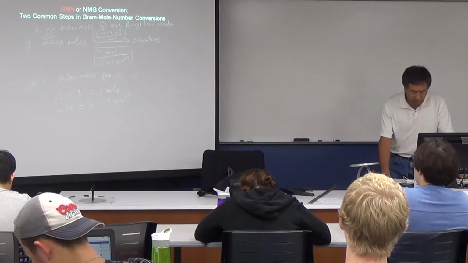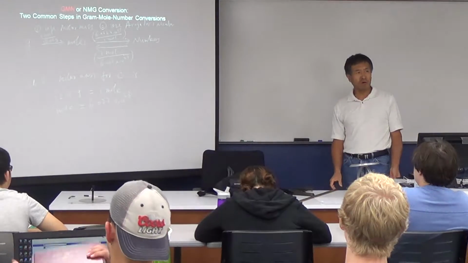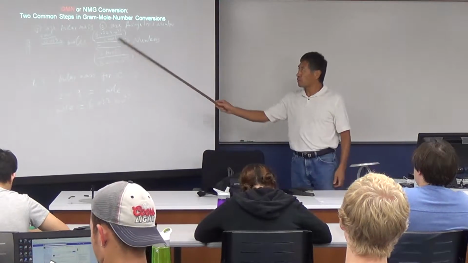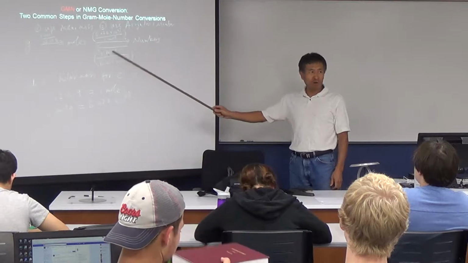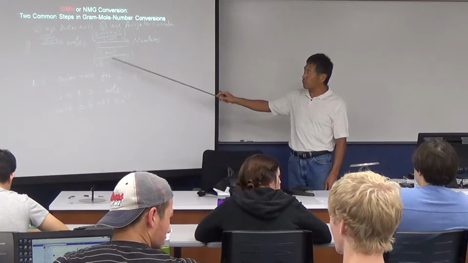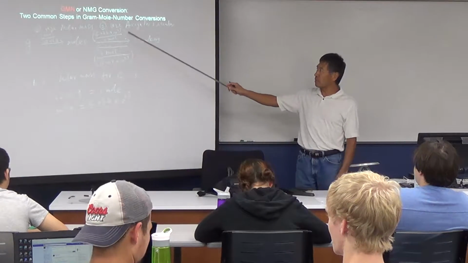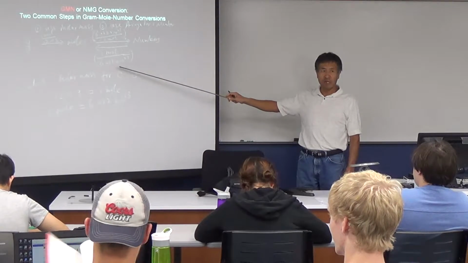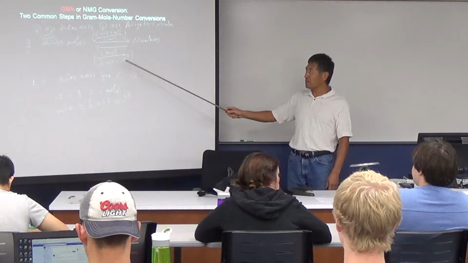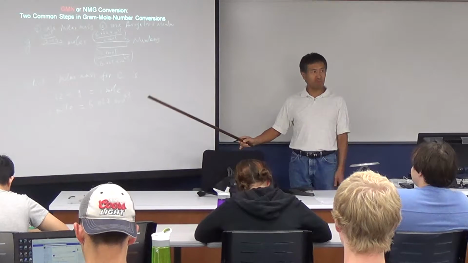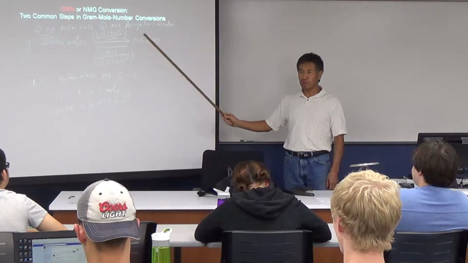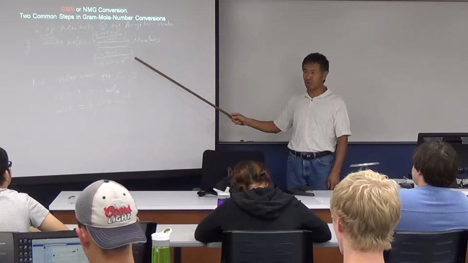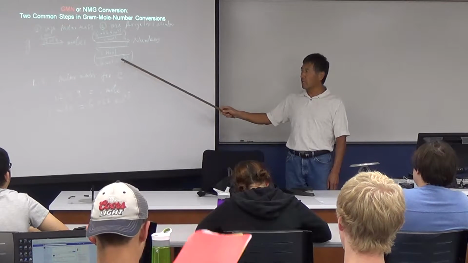Right. So these two fractions you use either from moles to numbers, or from numbers to moles. And you can see both of these two fractions have this number, the so-called Avogadro number. But this Avogadro number appears in the fraction at a totally different place. When you go from moles to numbers, it's on the top. When you do the reverse, from numbers to moles, it's at the bottom.